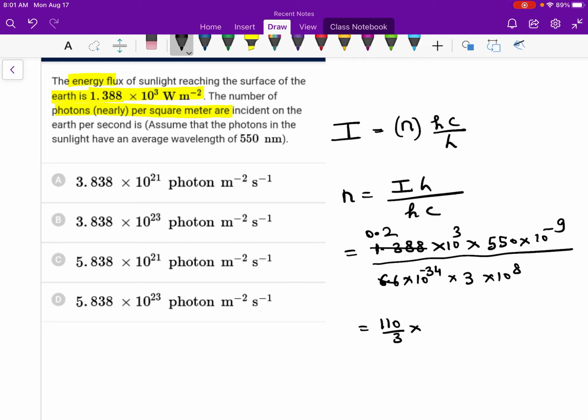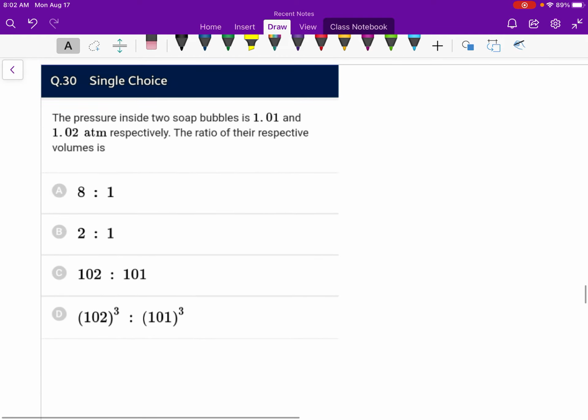So 110 by 3 into 10 to the power 3 into 10 to the power minus 9, that is 10 to the power minus 6, and upon 10 to the power minus 34. So 10 to the power minus 28, and 10 to the power minus 28 into 10 to the power 8, that is 10 to the power minus 20. So this is 10 to the power 20. So 11 by 3 into 10 to the power 21. So 11 by 3 is 3.838. So 3.838 into 10 to the power 21. So A is the correct option.